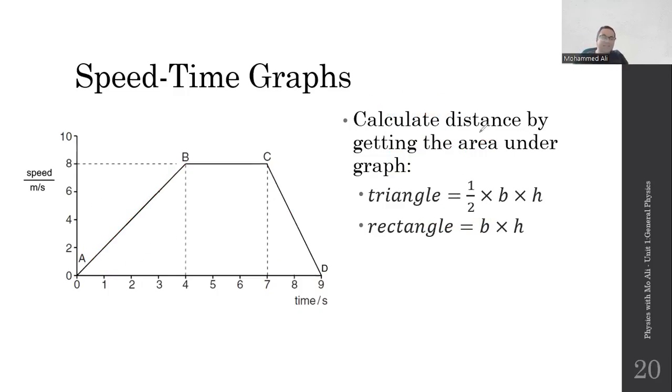How do you calculate distance from a speed time graph? Very common question. You get the area under the graph. I know a lot of you would still default to, hey, Mister, is speed distance over time, so therefore distance equals speed times time. You are factually correct. But most of the time, it does not work when you want to calculate distance from a speed time graph. Because this rule only works if you're moving at constant speed. It only works if you're moving at constant speed.